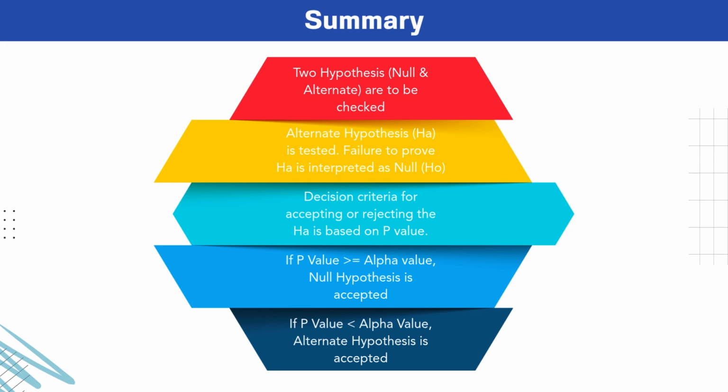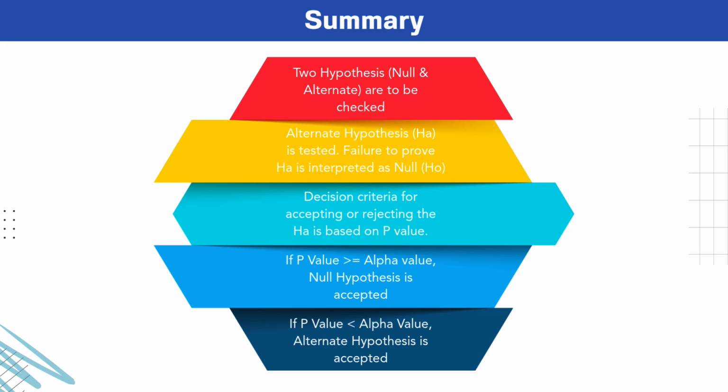If we fail to prove HA, we assume that H0 stands. This does not mean H0 is true, just that we didn't have enough evidence to reject it. We base our decision on the p-value. The p-value is the central statistic that tells us whether our sample evidence is strong enough to reject H0.